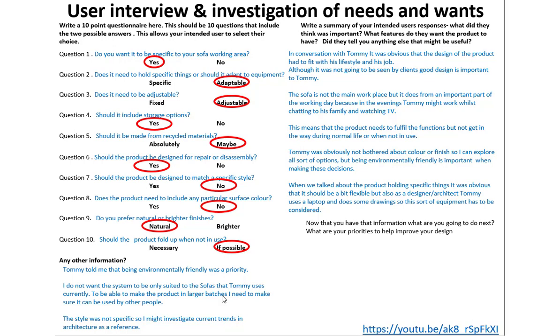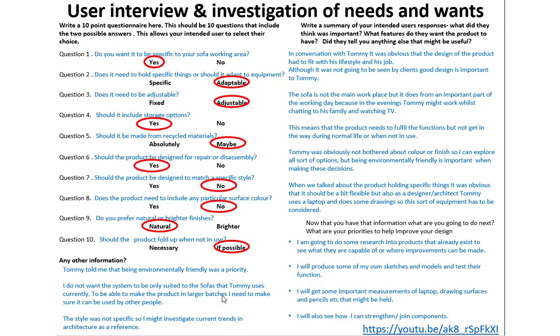Once I've done my summary and I've got that information there, the next thing I do, and I think this is important at the end of every stage where possible, is ask what you are going to do next. Okay, so I'm going to do some existing products research, some sketches and models, take some important measurements, and look at strengthening and joining components to make sure that it can withstand its daily usage. Okay, so there are some of my next steps. I'm going to come back and I can use that a little bit like a tick list.